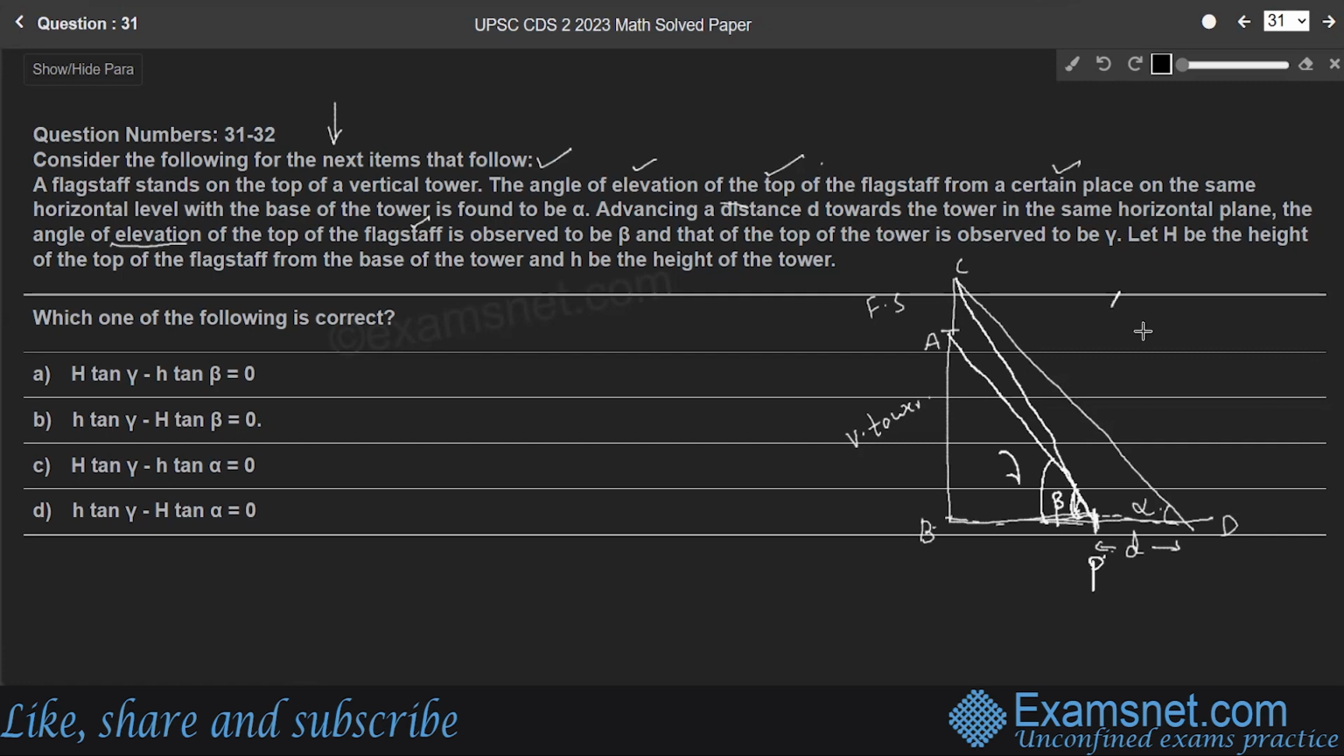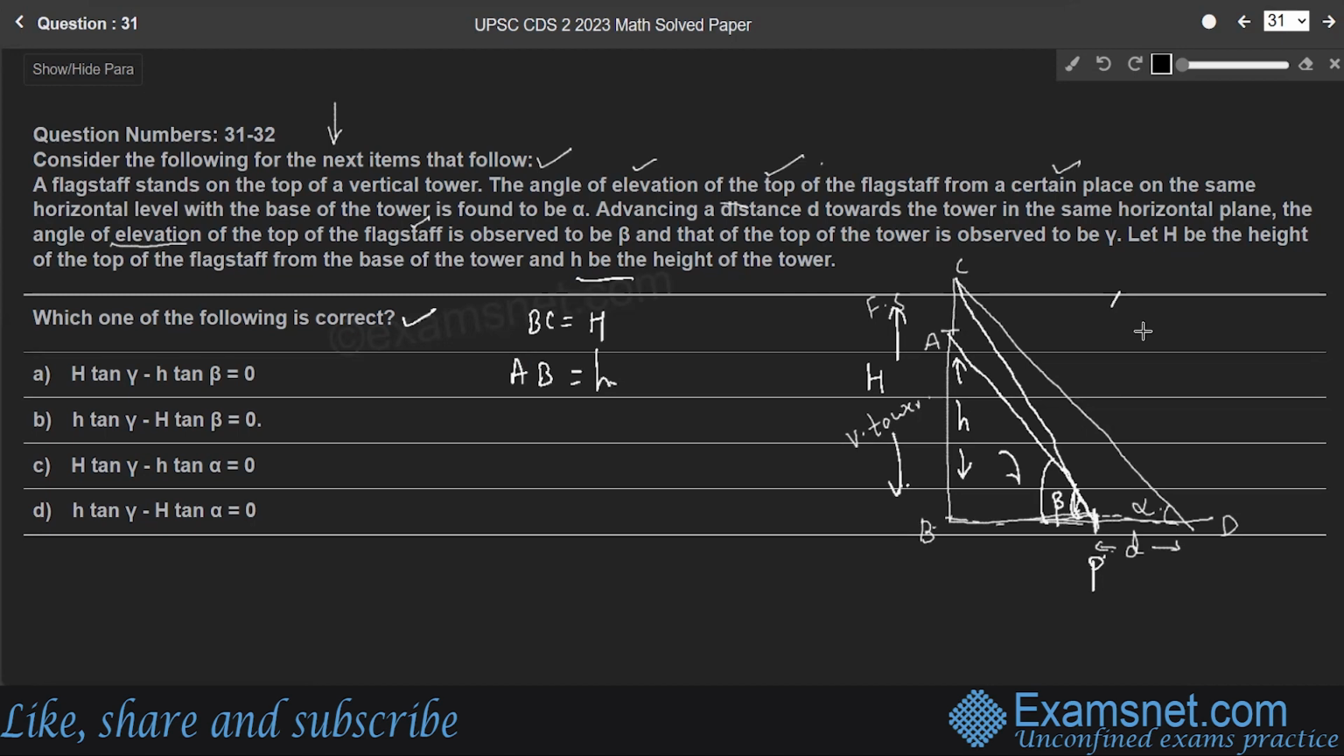Now, let capital H be the height of the top of a flagstaff from the base of the tower. So top of a flagstaff from C to B. So BC distance is capital H, right? Then, from the base of the tower, small h be the height of the tower. AB is small h, right? So which one of the following is correct?